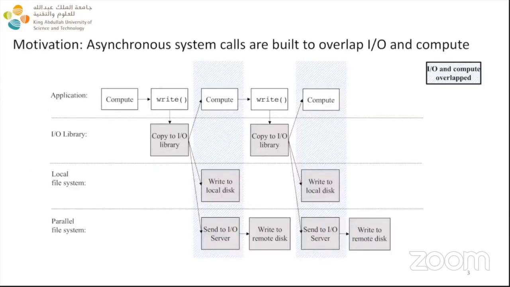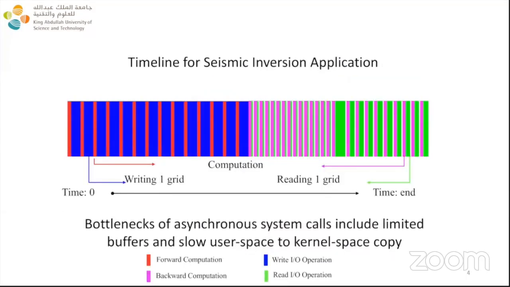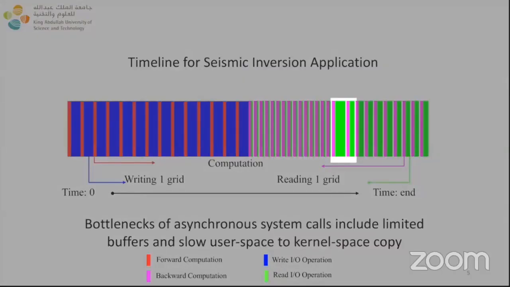Iterative applications such as reverse time migration write or read a huge amount of intermediate data at predetermined time steps. When a call to a write or read is invoked, the I/O library copies the data between the application space and the I/O library space. We have tracked the timeline for a seismic inversion application, and we have seen that the I/O library could sometimes be a bottleneck, causing the application to block, waiting for the data to be flushed from the I/O library to the storage system.